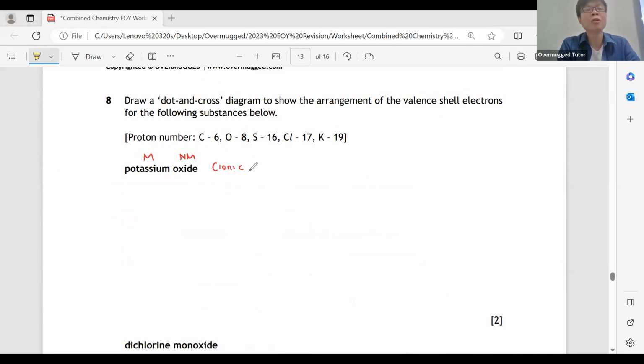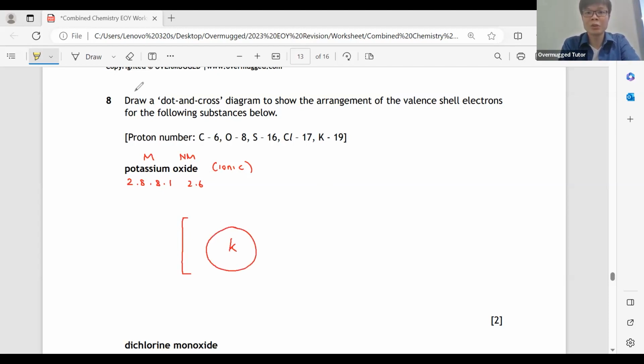Ionic involve the transfer of electrons, we will be drawing the bracket one. Okay? If you need, you can write down the electronic configuration. Potassium 19, right? How do you split up? 2, 8, 8, 1. Oxide is oxygen, split to 2, 6. Okay. How can these two elements or atoms get a full shell? Potassium will lose one, right? So what do you do?